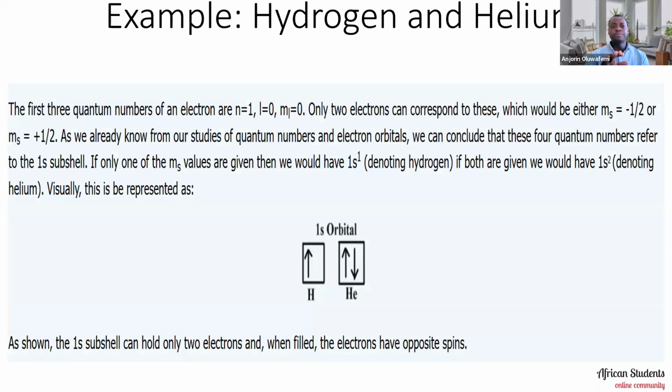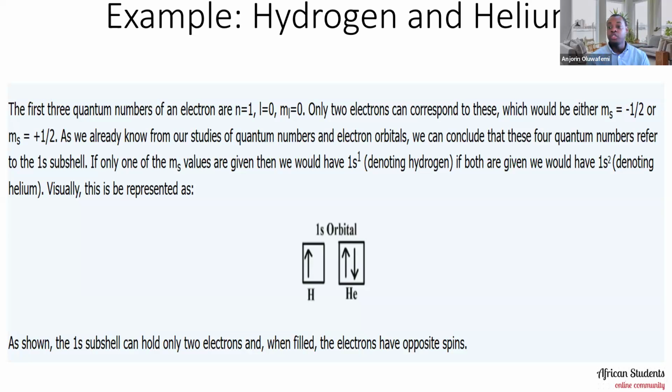Now, the first 3 quantum numbers of an electron are n equals 1, l equals 0, and m equals 0. Only 2 electrons can correspond to this, with the spin quantum number ms being either negative half or plus half. As we already know from our studies of quantum numbers and electron orbitals, we can conclude that these 4 quantum numbers refer to the 1s subshell. If only one of the ms values is given, then we should have 1s1 denoting hydrogen. If both are given, we'll have 1s2 denoting what?